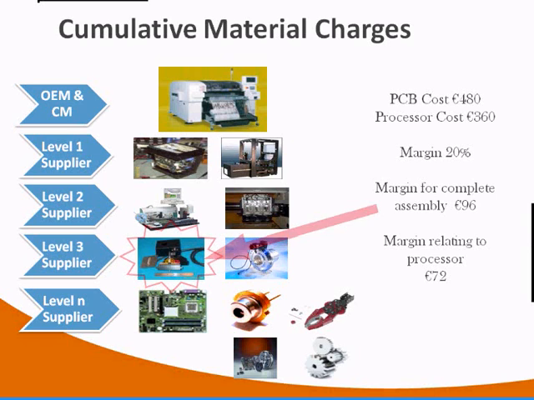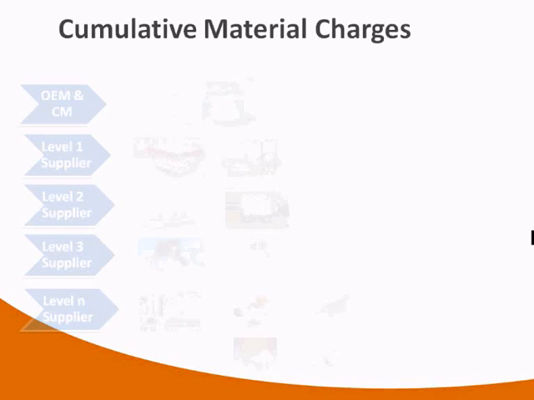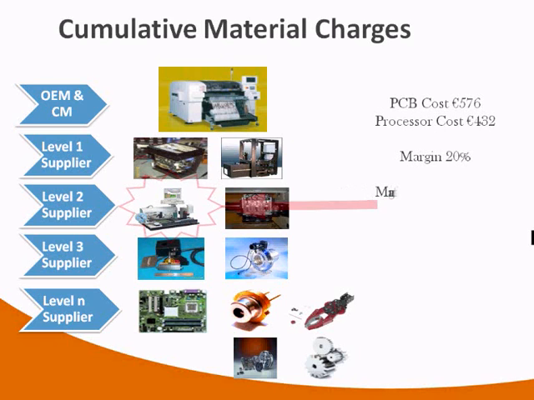Again, supplier level 2 adds margin and material charges as shown. Again, here we show supplier level 1 adds margin and material charges. Finally, when the PCB assembly has reached the final stage in the supply chain, there have been 4 instances of margin and charges applied to the PCB.